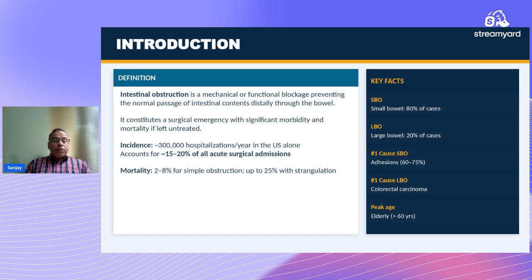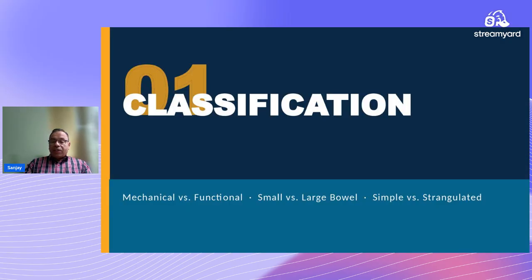Whereas large bowel obstruction, which is significantly less common as compared to small bowel obstruction, the number one cause is colorectal carcinoma. Here adhesions also play an important role in etiology, but colorectal carcinoma and other pathologies take slight precedence over adhesions. The peak age of intestinal obstruction is the elderly population. It mainly affects the elderly beyond the age of 60 years. However, it can occur even in a younger age group, and no age is exempt from getting intestinal obstruction.